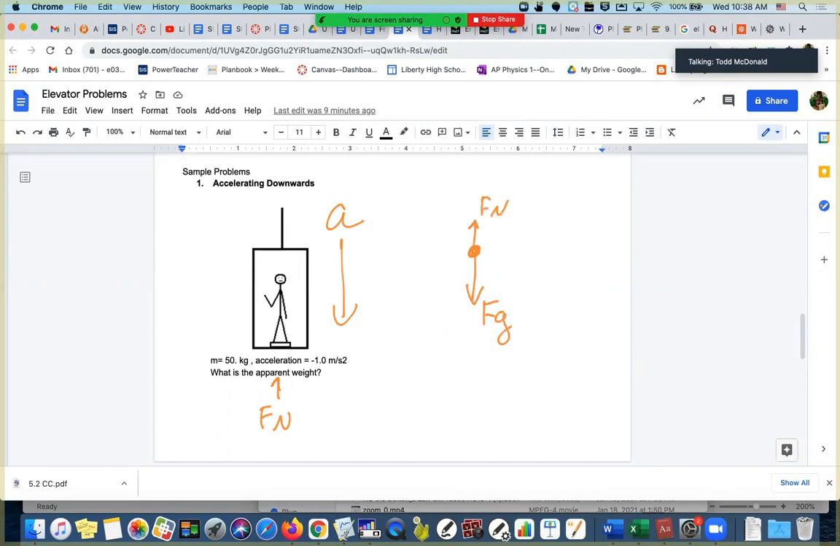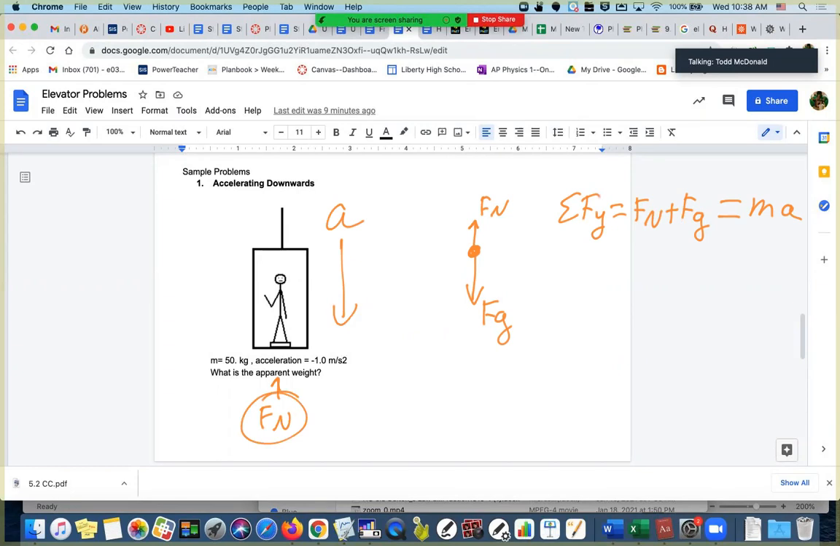So when we go to write a net force equation in the y direction, which you should do, you should say, okay, my 2 forces are normal force and force of gravity. Since we are accelerating, we're going to set them equal to ma. Now we are solving for this Fn.